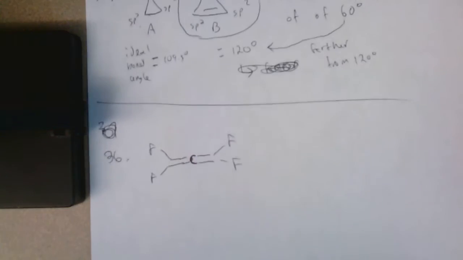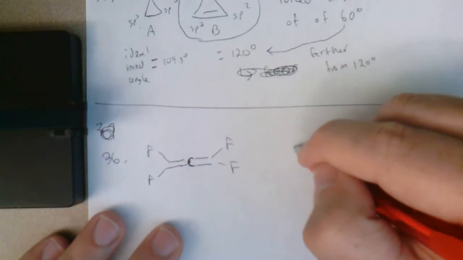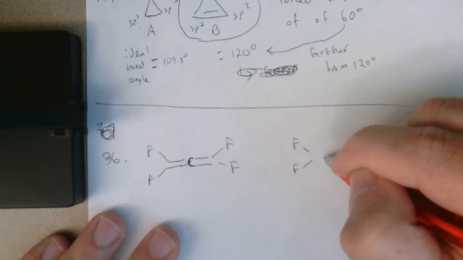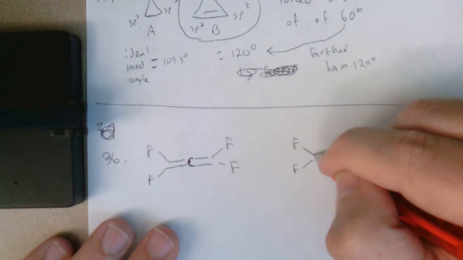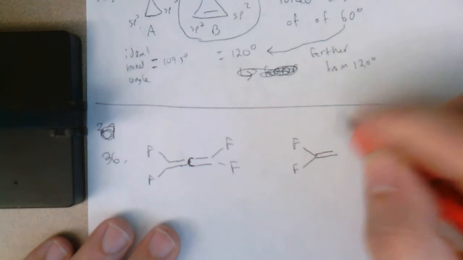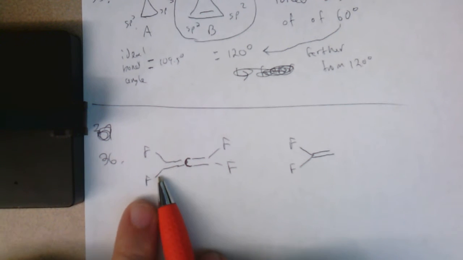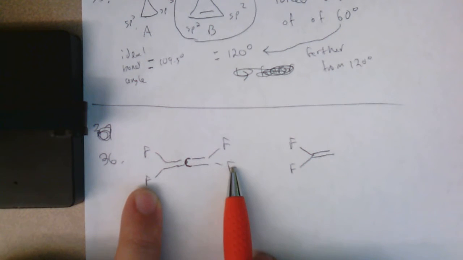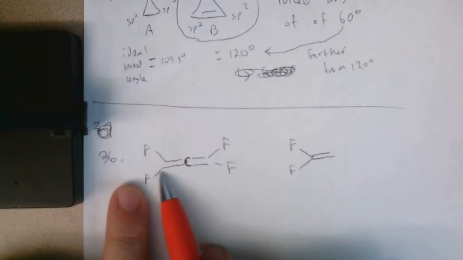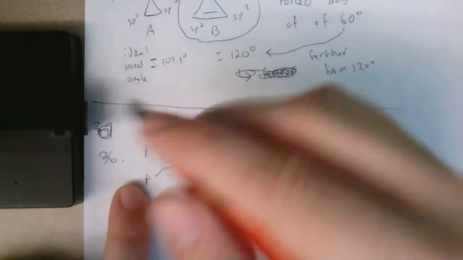For line wedge dash notation, this one's a little bit weird. So there's a twist at this center carbon. Because the central carbon, if you think about it, has to make a pi bond in this direction and has to make a pi bond in this direction. So if we bring in a little bit of the chapter 3 stuff that we know not now, we have to make a pi bond in this direction.